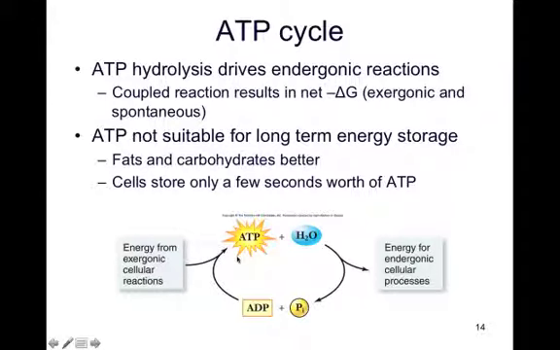Here in this figure, we can see how this works. When we take ATP and add water in a hydrolysis reaction, we break the ATP into an ADP and an inorganic phosphate. The energy that's released by breaking ATP into ADP and an inorganic phosphate is used to fuel our cellular processes. ATP is not suitable for long-term energy storage. We use fats and carbohydrates for that, but then we'll metabolize the fats and carbohydrates when we need to in order to produce ATP to fuel all the reactions in our body.